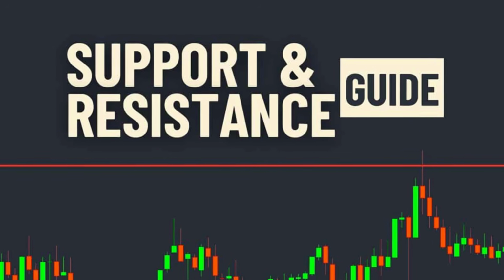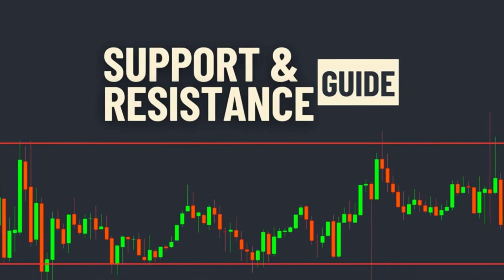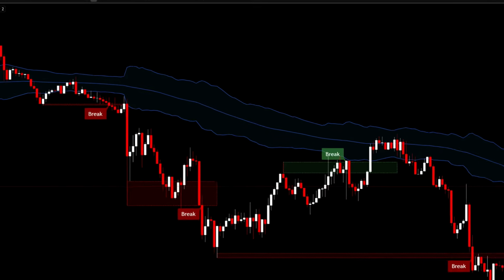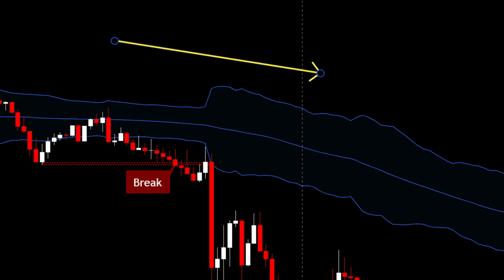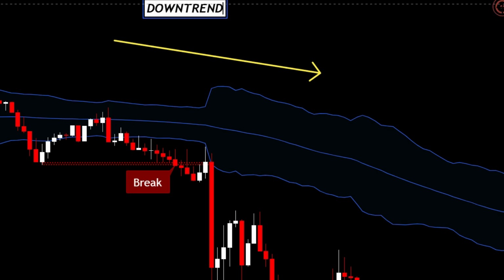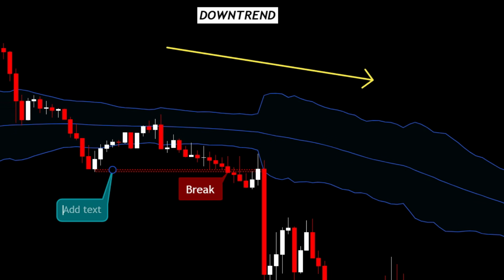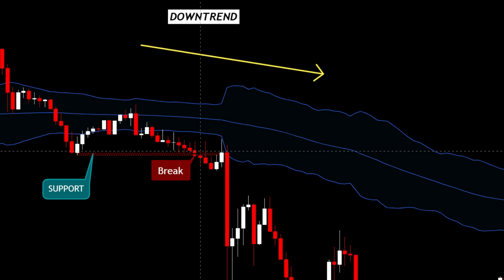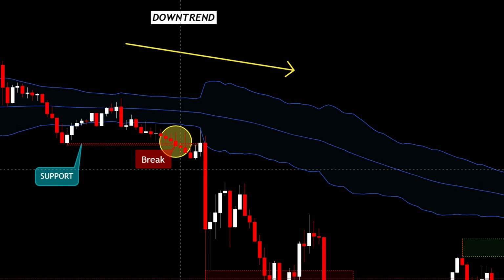So how do we combine this with support and resistance? Simple. We only take breakout trades in the direction of the trend. Back to the BTC 1 hour chart. Price is below the channel, so trend is down. That means we're only looking for bearish breakouts of support zones. Here's one right here. Once the candle closes, that's a valid short.